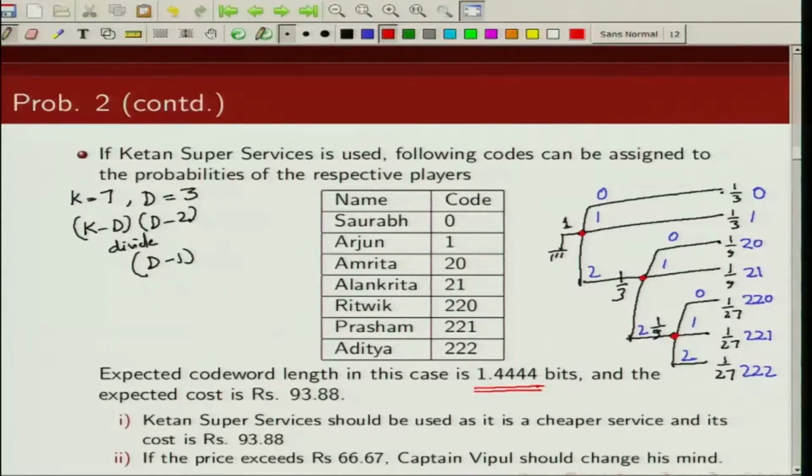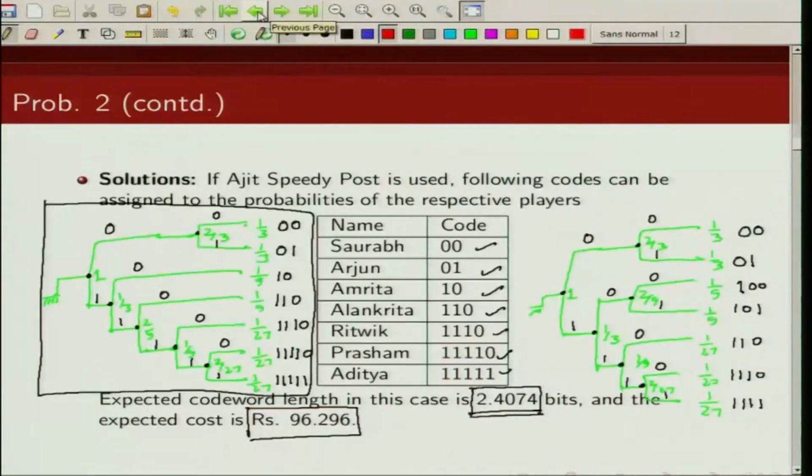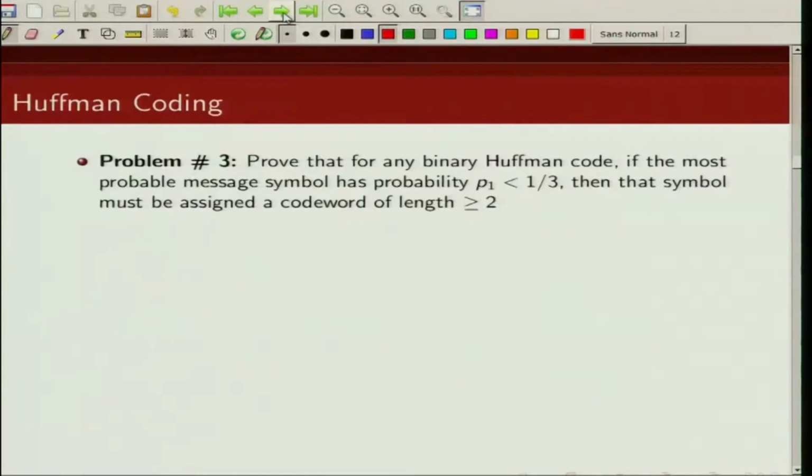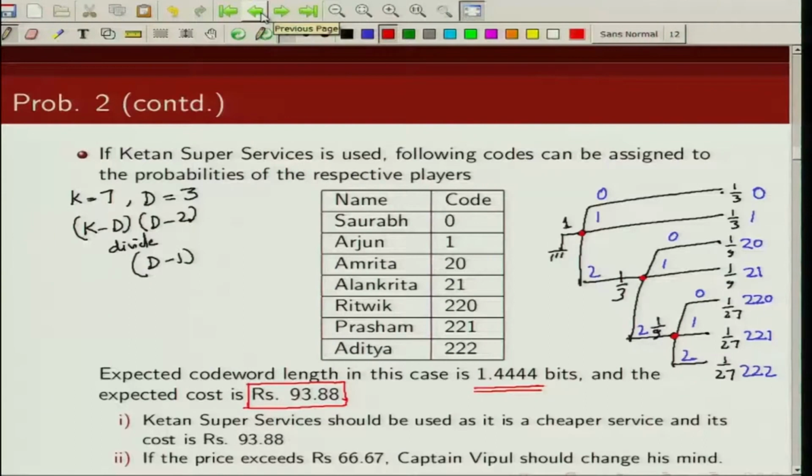Now Ketan Super Services charges 65 rupees per ternary bit. So if I multiply 65 into this expected code word length, the cost that comes out is 93.88. And what was the cost for Ajit's PD post? It was 96.3. So that is more. So Ketan Super Services is cheaper. So Vipul is going to use Ketan Super Services.